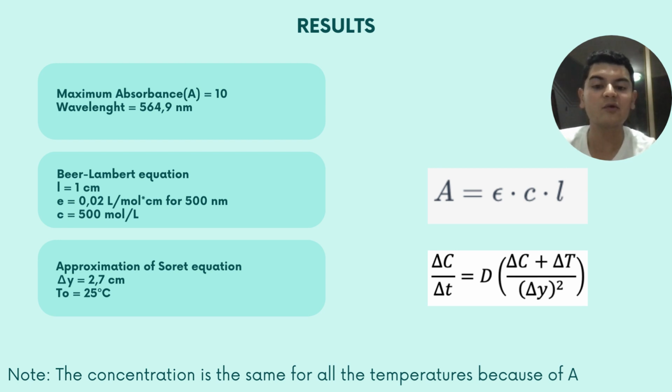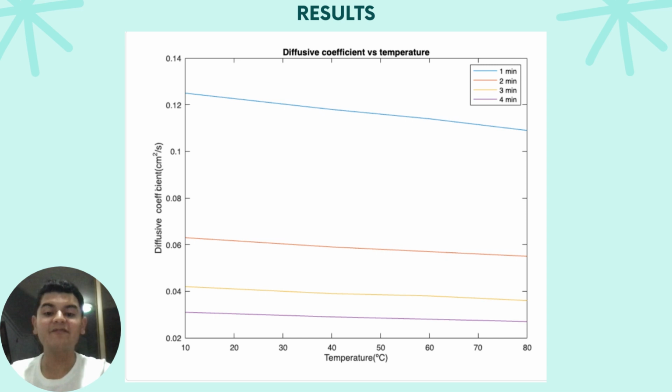Well, in all the graphs, in all the temperatures, and all the times, we have the same maximum absorbance, and it's always 10, and it's always at the same wavelength. So that's the reason why we don't present a graph of diffusion coefficient versus concentration, because the concentration is always the same.